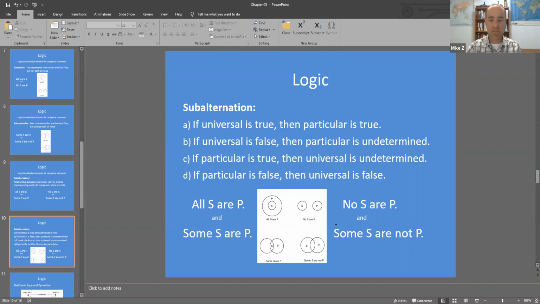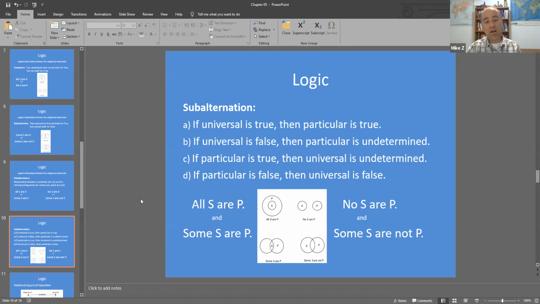Absolutely not. Same thing over here. So if it's false that some S's are not P's, so for example, if it's false that some cats are not mammals, then it must also be false that no cats are mammals, right? Because if it's false that some cats are not mammals, then it must be true that all cats are mammals. And if it's true that all cats are mammals, then it must be false that no cats are mammals.